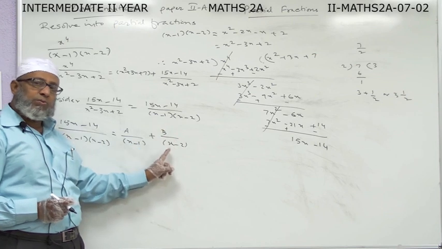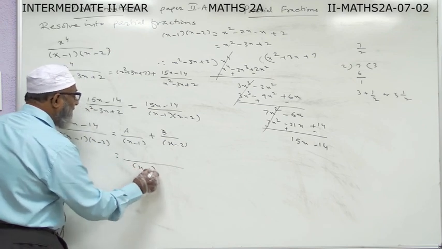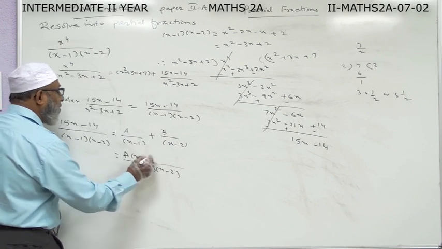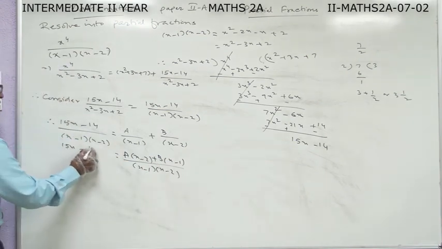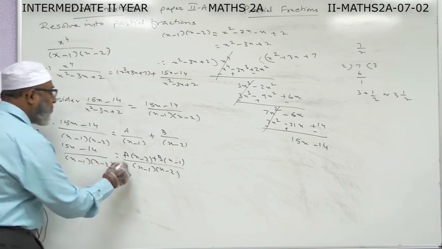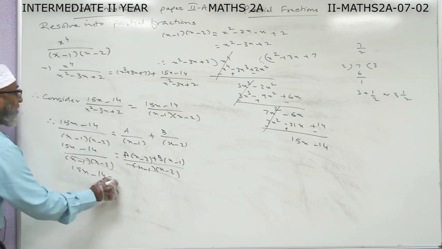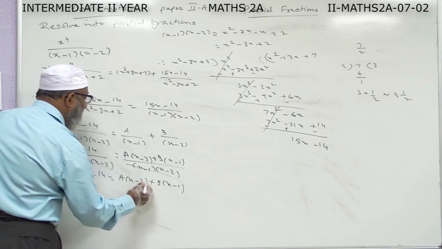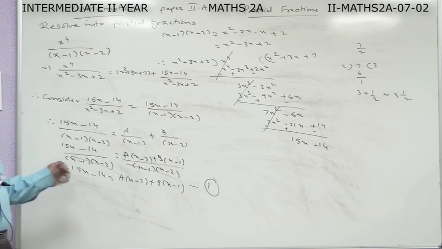For the second linear factor, the substitution will be b by x minus 2. On taking LCM, what happened? The denominator is x minus 1 into x minus 2, and the numerator becomes a into x minus 2 plus b into x minus 1. On the left hand side, I am having 15x minus 14 by x minus 1 into x minus 2. From both sides, the denominators will be cancelled. What remains? 15x minus 14 is equal to a into x minus 2 plus b into x minus 1. I name this equation as equation 1. Is it clear? What I have done?